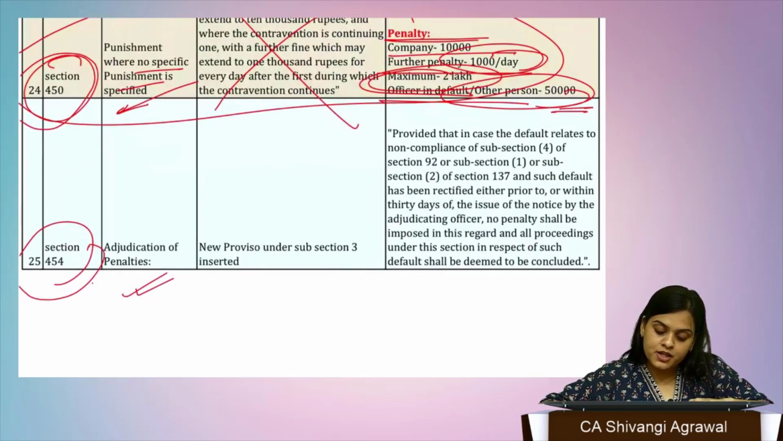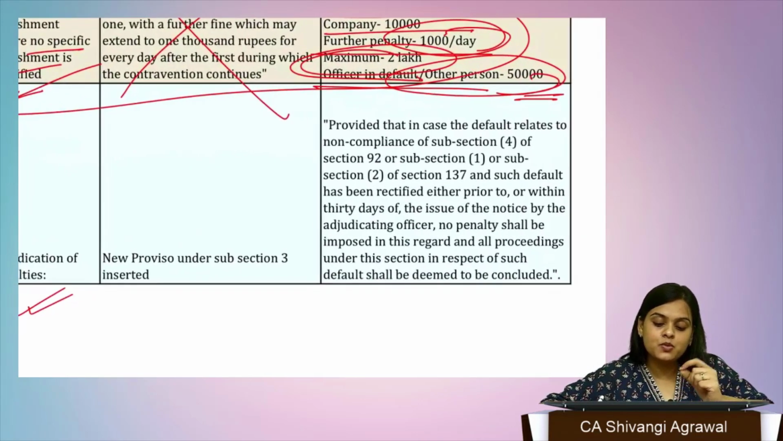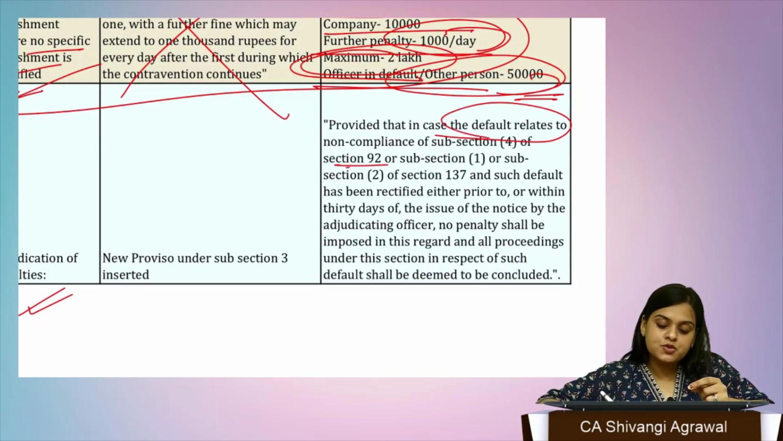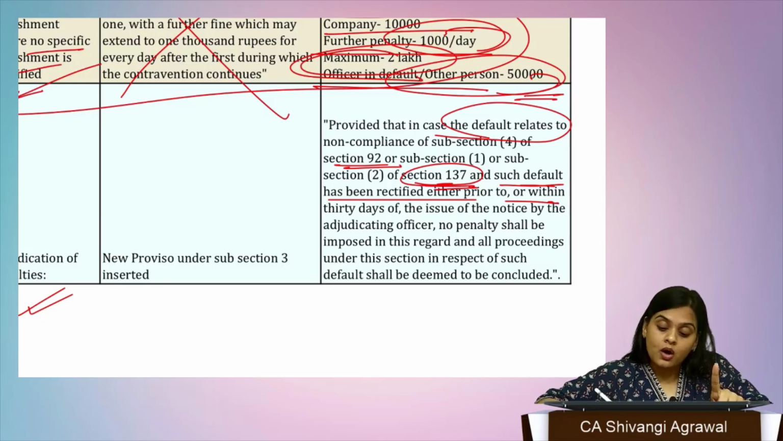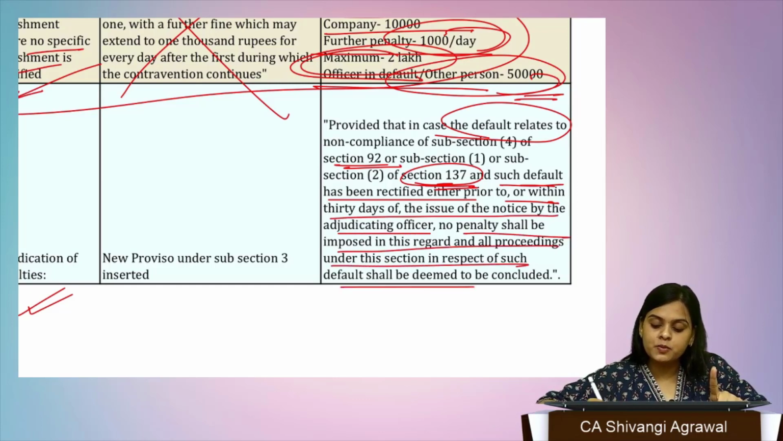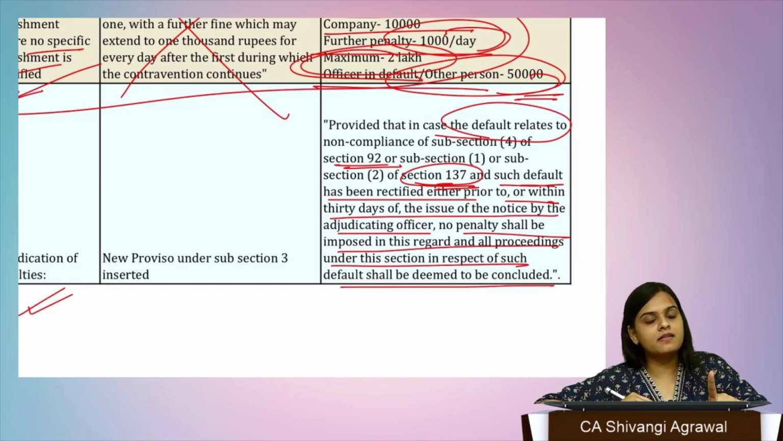Section 454, adjudication of penalties. A new proviso has been inserted which says that if the default relates to annual return, financial statements, and such, and the default has been rectified either prior to or within 30 days of the issue of notice by the adjudicating officer, then no penalty is going to be imposed.